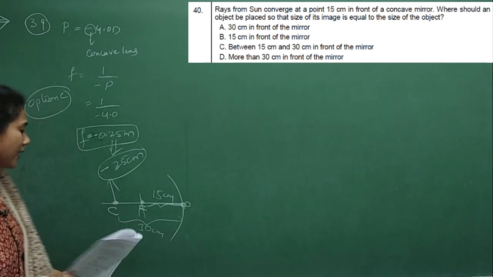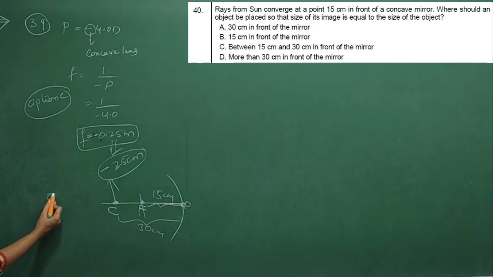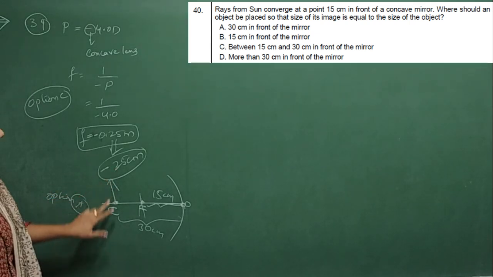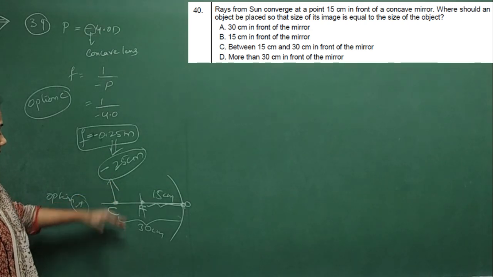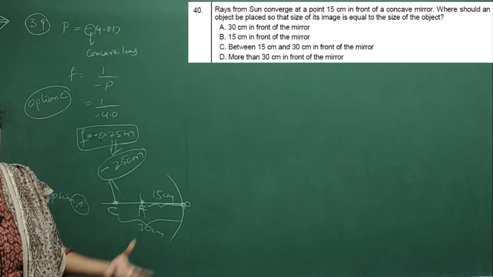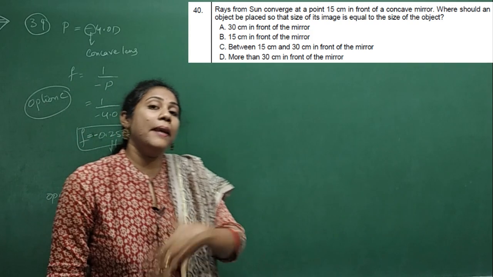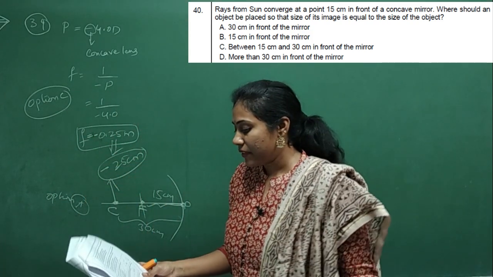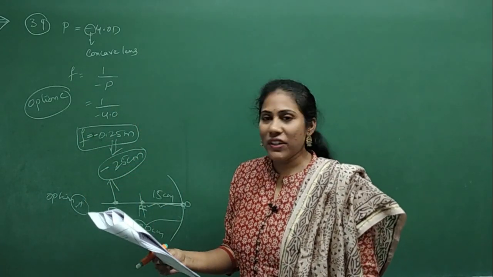So what is the option here? For the 40th question, option A is correct, right? So when you keep an object at the center of curvature, only then do you get the image size the same as that of the object. Okay. 41st question.